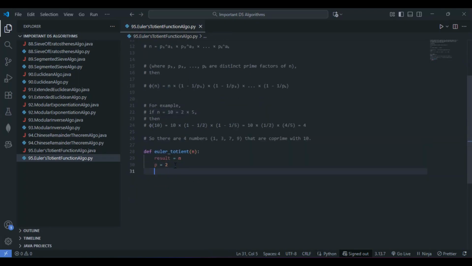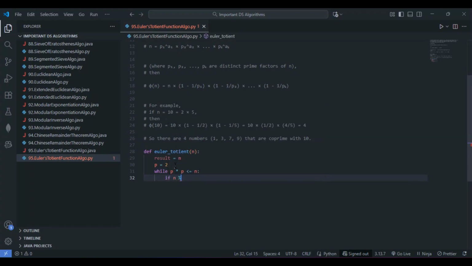Now let's go with the while loop. In simple terms, let's loop through all the primes up to the square root of n. So I'll go with while p times p is less than or equal to n. Then what shall we do? Let's write the simple if condition. If p divides n, then it's a prime factor, right?